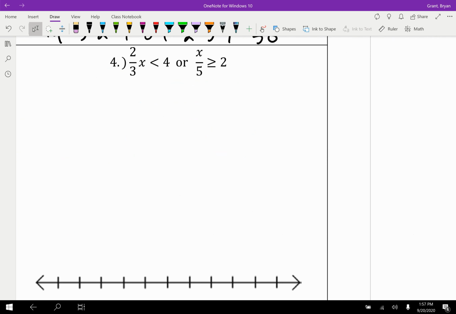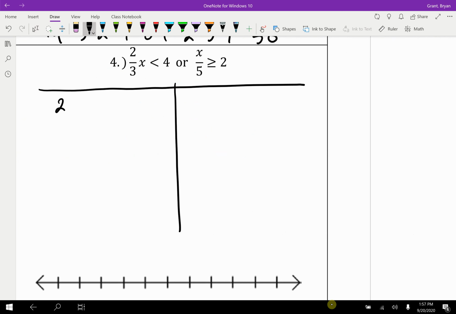Let's look at a couple more. Problem 4. We'll need a little space here, and we're going to separate this because this is just two completely separate problems. We have 2/3 x is less than 4, and then we also have, instead of x over 5, maybe we should get in the habit of saying x divided by 5 is greater than or equal to 2.